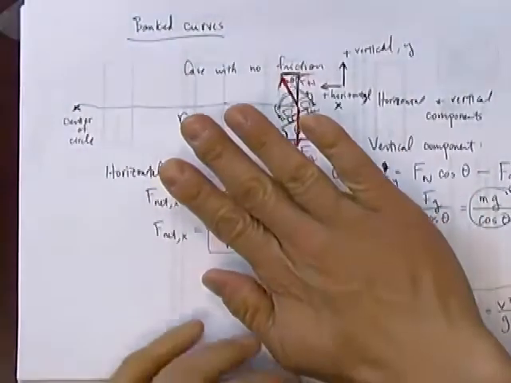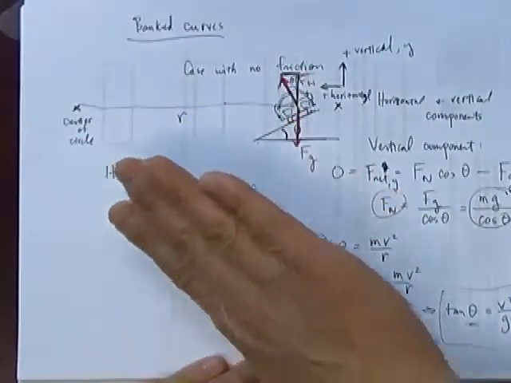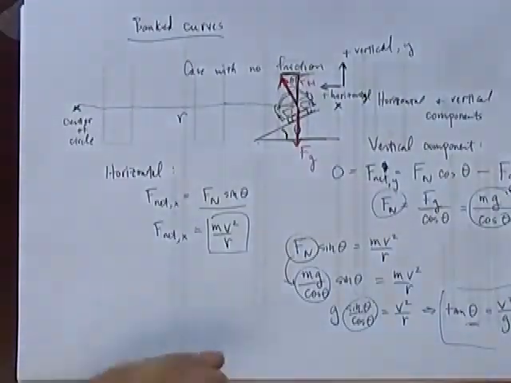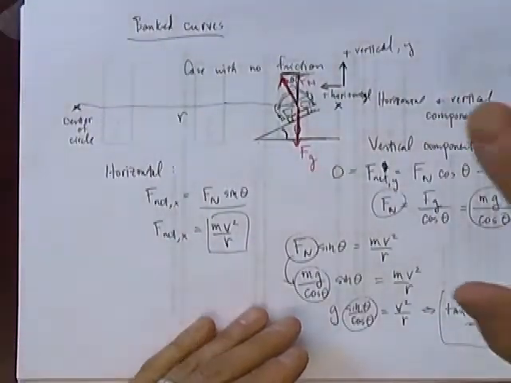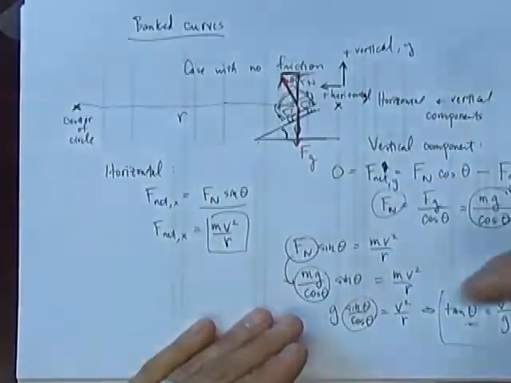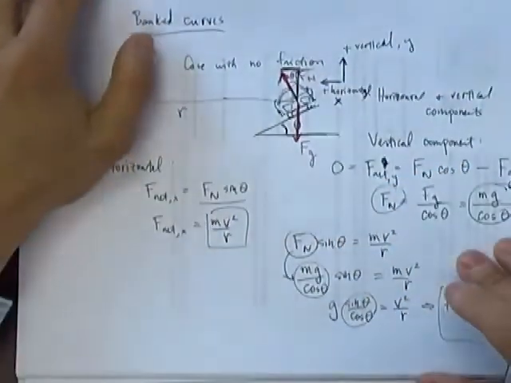Now, if you made the banking angle steeper than that, then the car can go around the curve, but what will tend to happen is it will want to slide down the curve. So if you made it too steep, then that's not so great either.